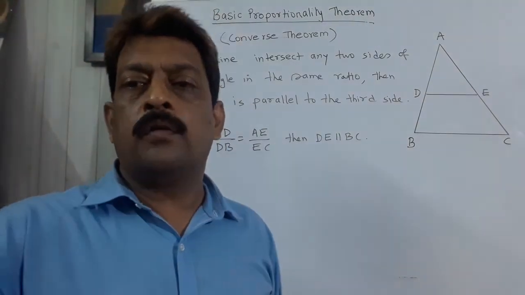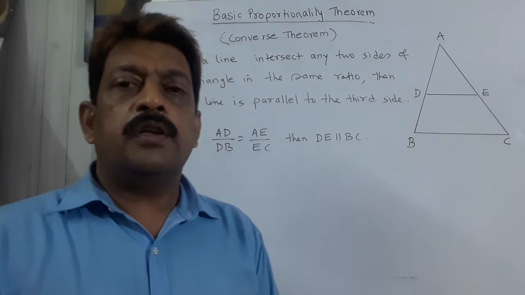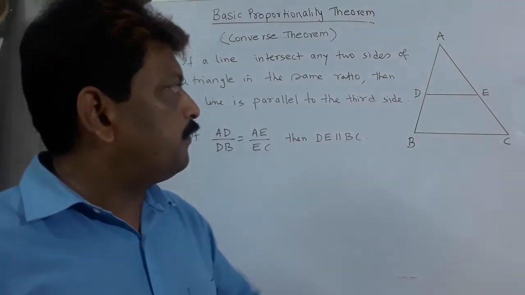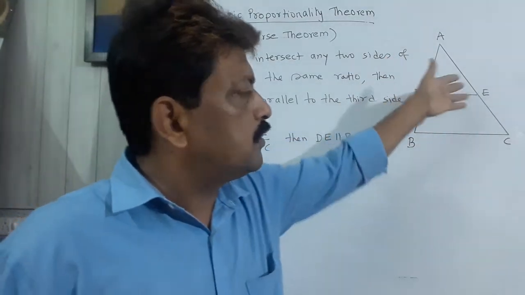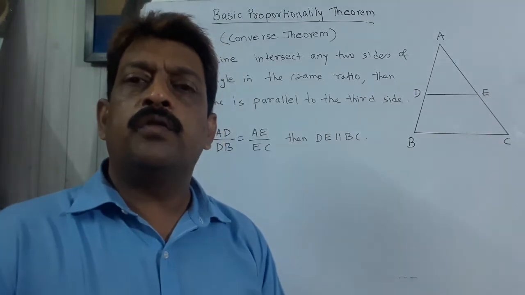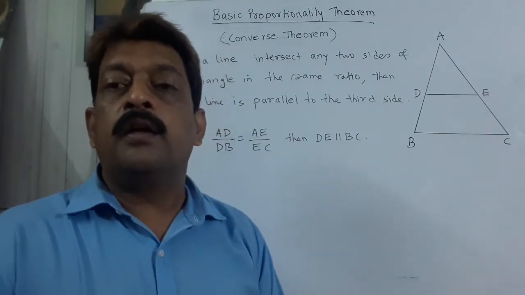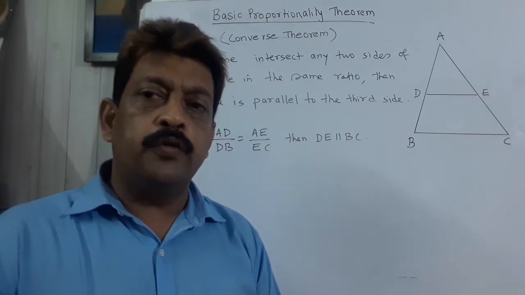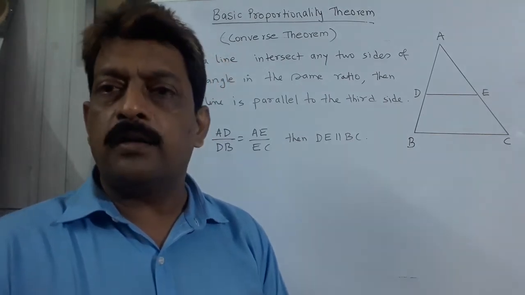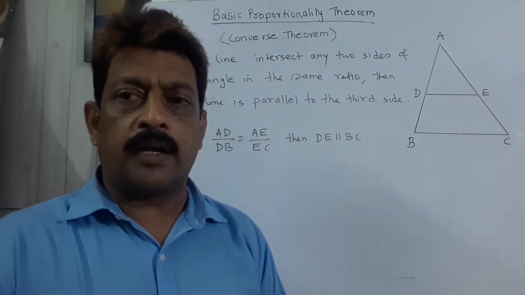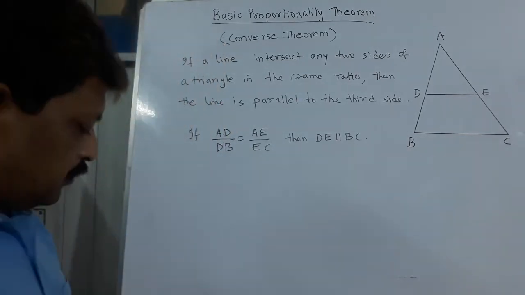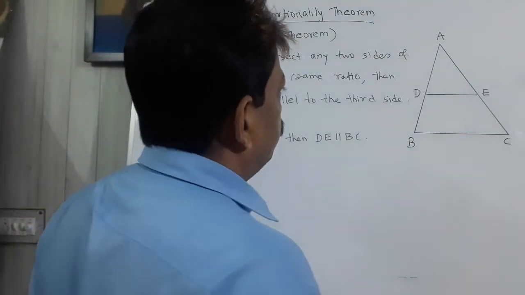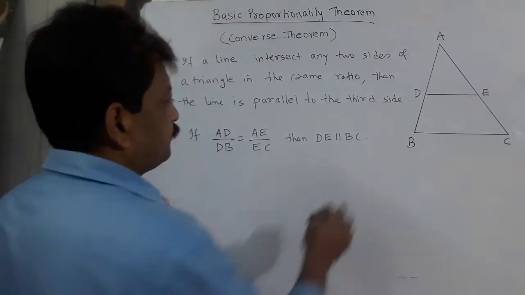If so, that means if these two ratios are equal, then we can show that the lines are parallel. Means we can apply this theorem to prove a line parallel to any one side of a triangle. Okay. So let me solve problem based on this theorem.